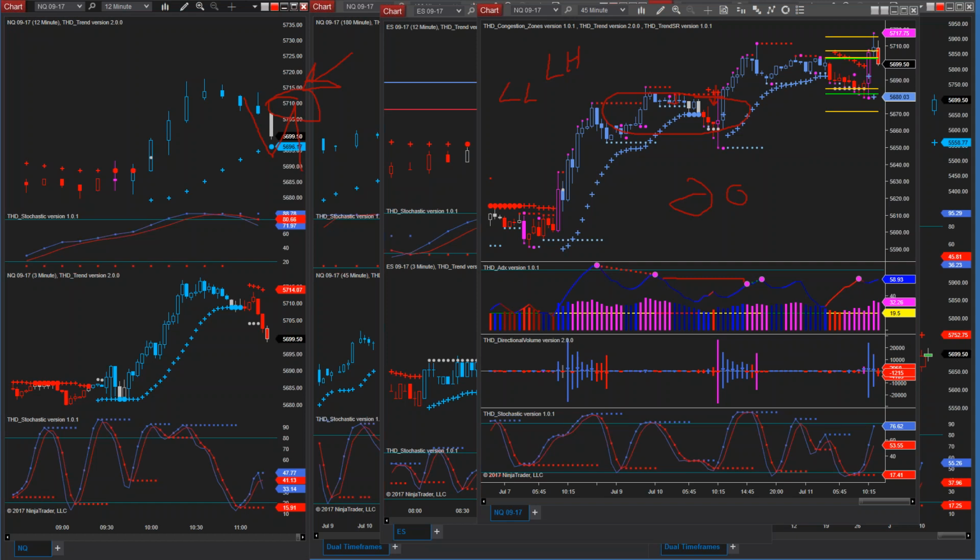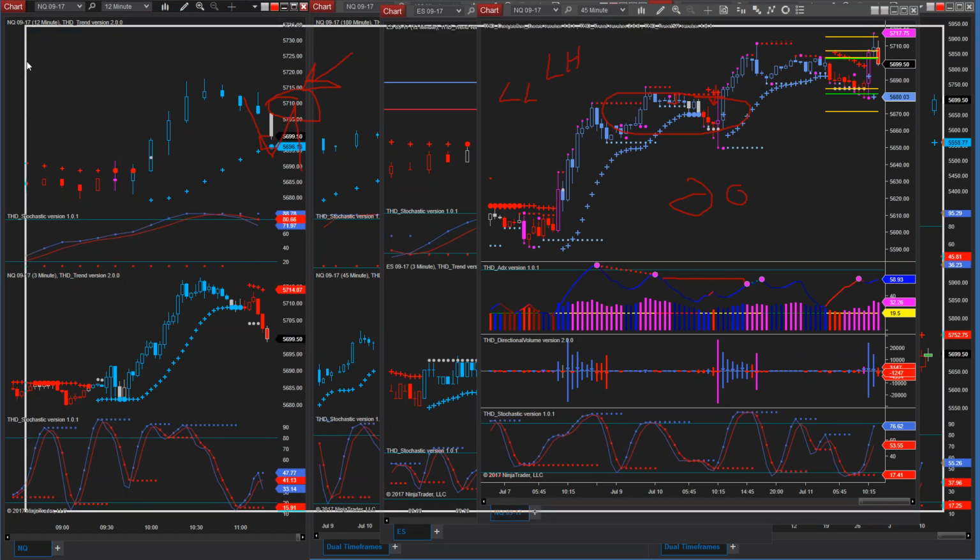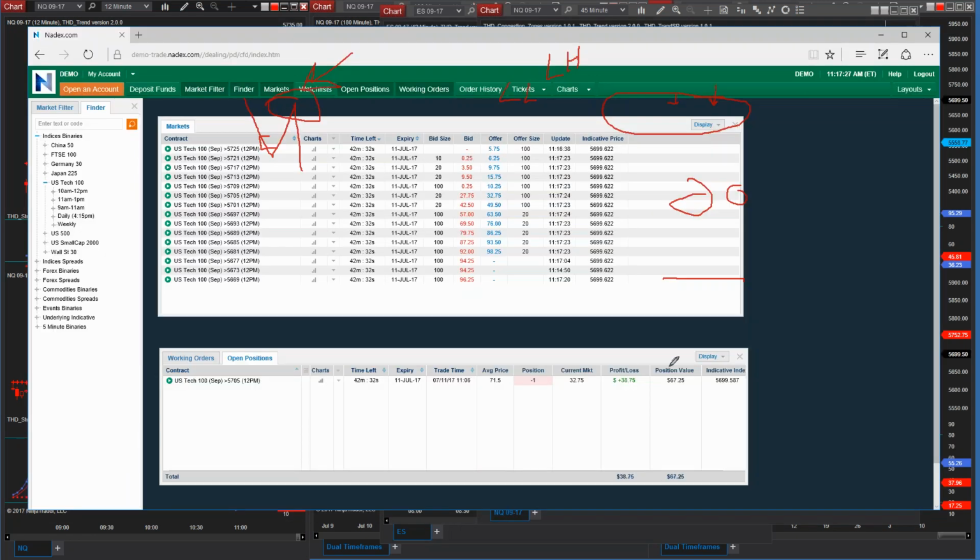And what is going to happen now on the 12-minute, more than likely you're going to flip the ATR and then it's going to go back and retest it. Do you see how close this is to that ATR? This is where I'm watching.